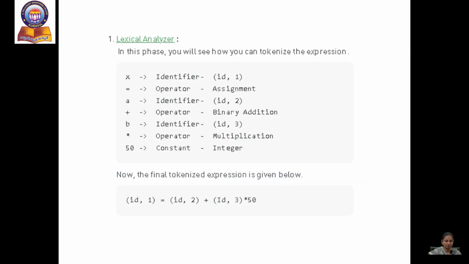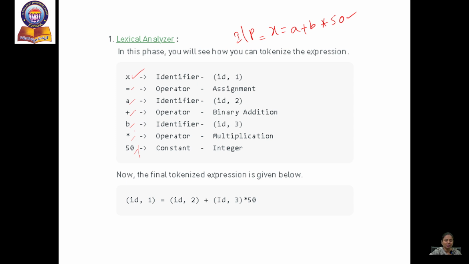Next, coming to the first phase, the lexical analyzer, for the same statement, x is equal to a plus b into 50. This statement will be the input to the lexical analyzer phase. The responsibility of the lexical analyzer phase is identifying the tokens. So it identifies the tokens x equal to a plus b into 50. These are the tokens, and the descriptions for the tokens are called lexemes.